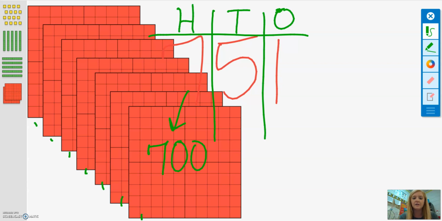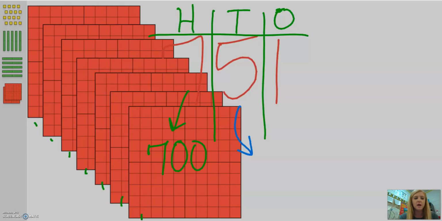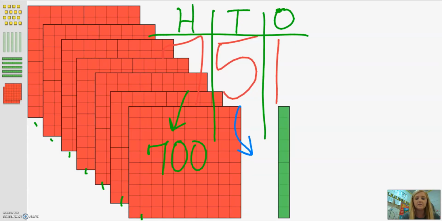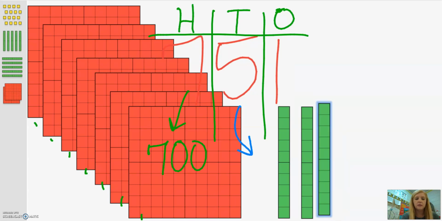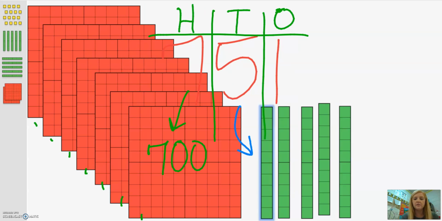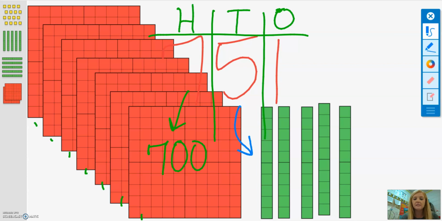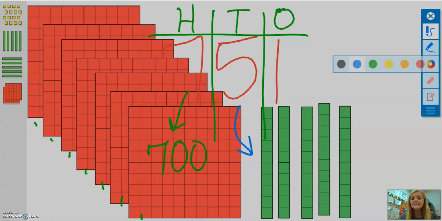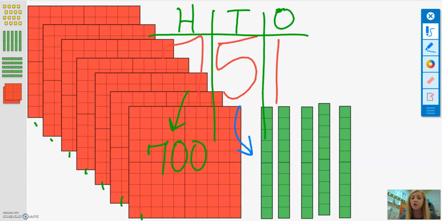I have 5 tens, okay? So again, let's go ahead and get our blocks. So we're going to pull out 5 tens. 1, 2, 3, 4, and 5. So 5 tens, and if I want to find the value of all 5 tens, then I need to skip count by tens because there are groups of 10.